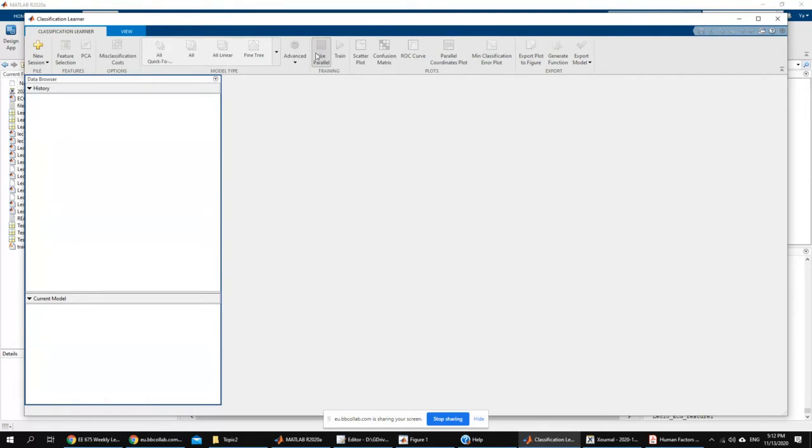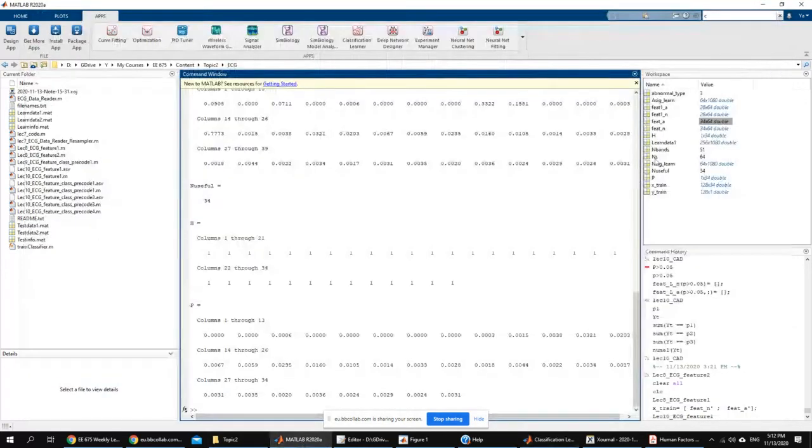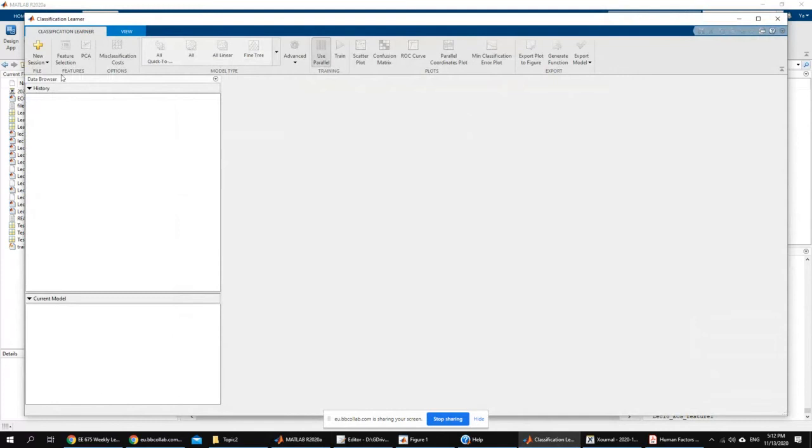First of all, you can use parallel if you want to, but let's start a session first. You can start a session from the workspace. Now we have X train and Y train. The data is now in the workspace. So we can just start a Classification Learner session and get the variables from the workspace.